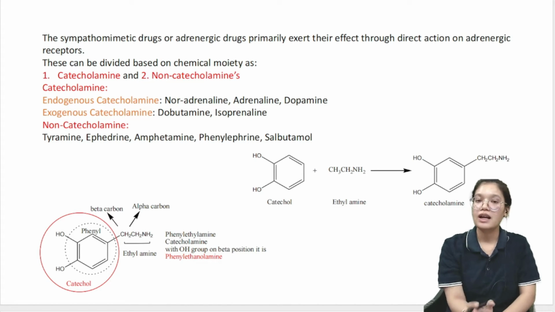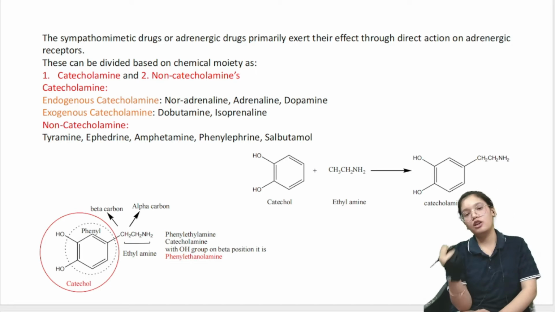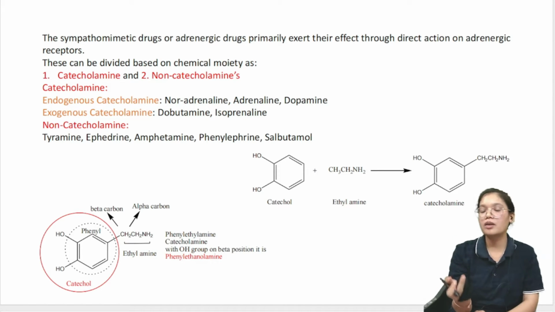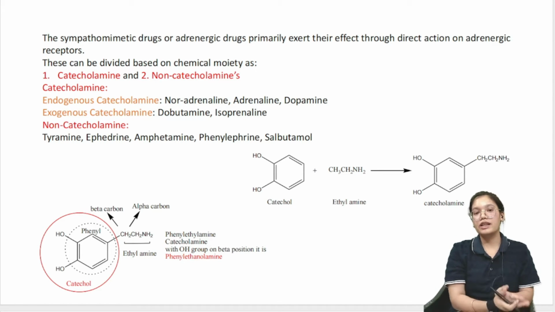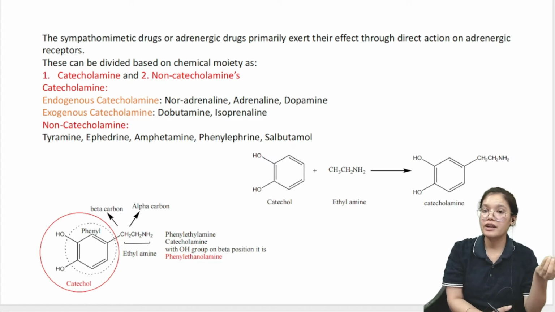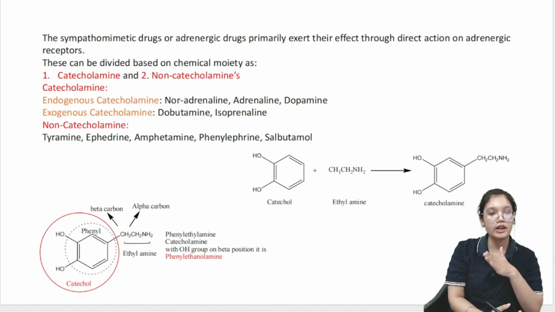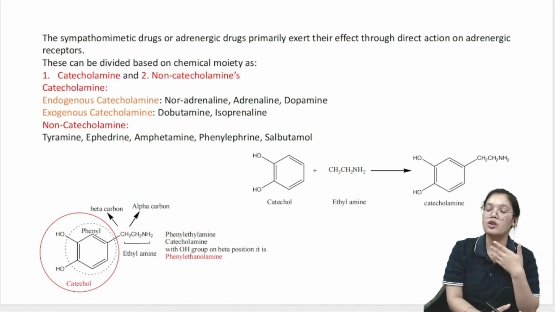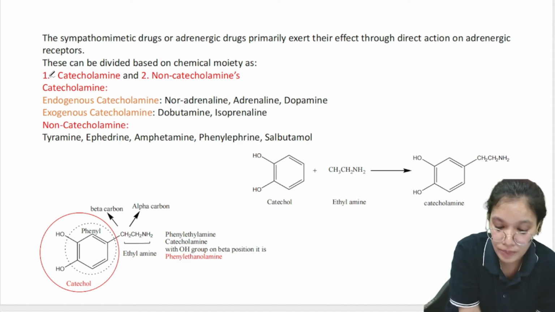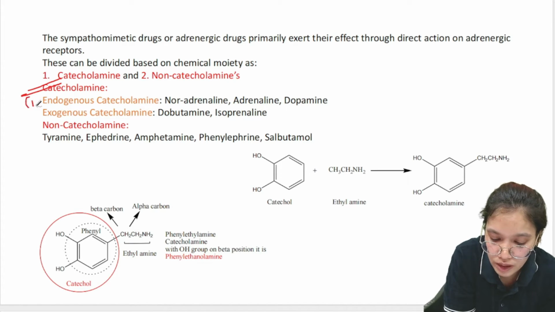Now, moving forward, if we classify these adrenergic drugs, they are basically divided based on chemical moieties into catecholamines and non-catecholamines. What are catecholamines? The chemical moieties that contain a catechol ring in their chemical structure are known as catecholamines, and those that do not contain a catechol ring are known as non-catecholamines. Catecholamines are of two types, the endogenous and the exogenous.